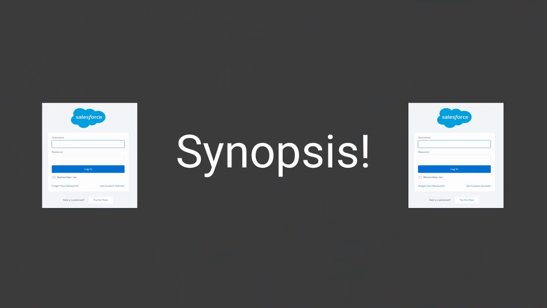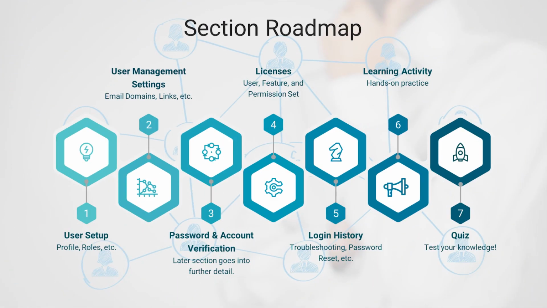Let's go over what you can expect in this section of the course. This section will include information on how to set up a user. We'll go over user details, such as profiles and roles, various user management settings. We'll discuss email domains, verification links and emails. We'll briefly touch on passwords and account verification. In a later section of the course, we'll dive further into passwords and password policies.